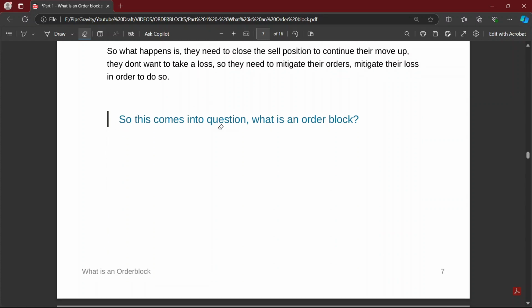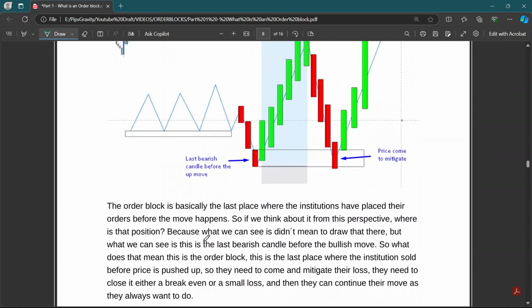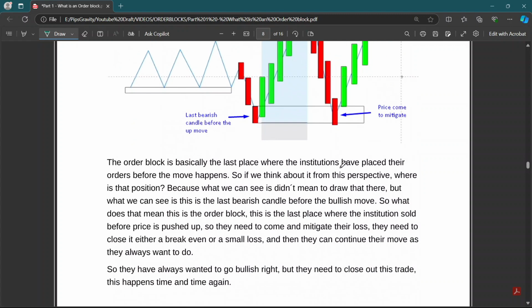Now let me go straight to what an order block is. This is the main topic of this video. What is an order block? This is what we've been trying to understand all along. The order block is basically the last place where the institutions have placed their orders before the move happens.